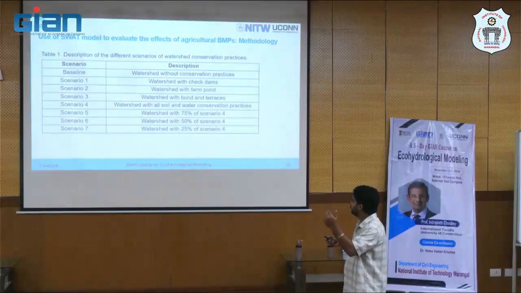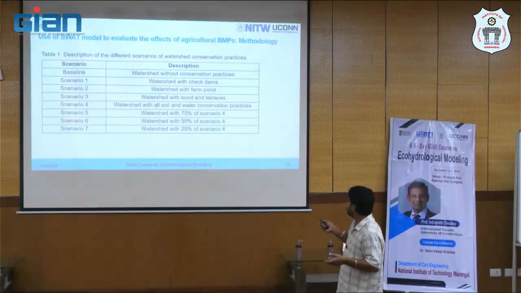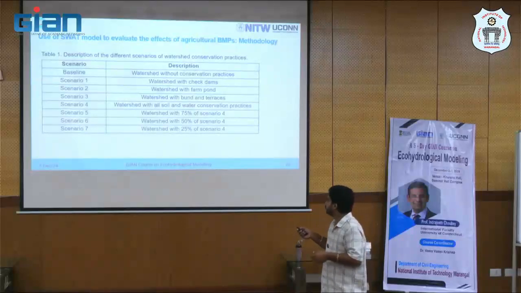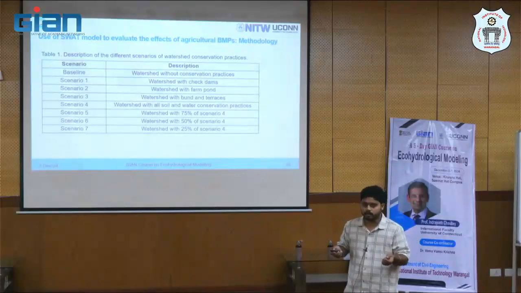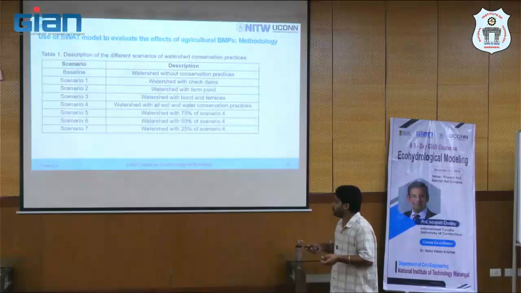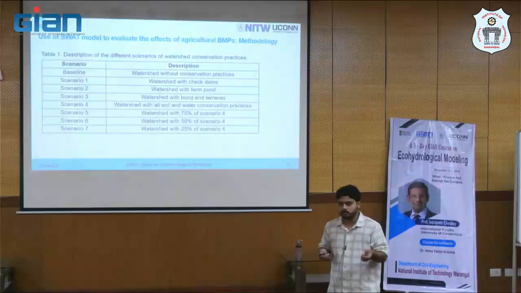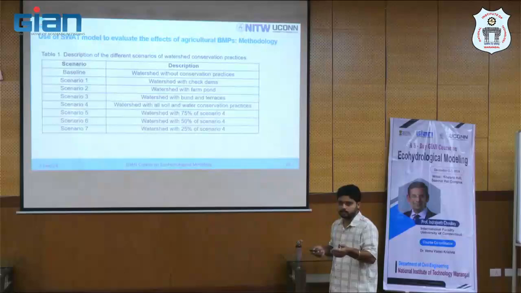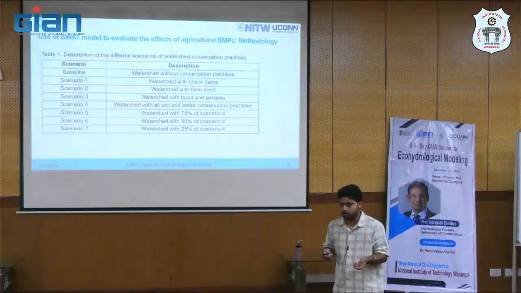Then like that, 50 and 25. Then compare the results with the baseline scenario. The scenario we are making, because if you go for only check dams, it takes much more money from an economic point of view. So why not combine the conservation practices? Instead of putting only check dams, we put bunds and terraces, because for bunds and terraces there is only the excavation cost, whereas concreting is required for check dams.